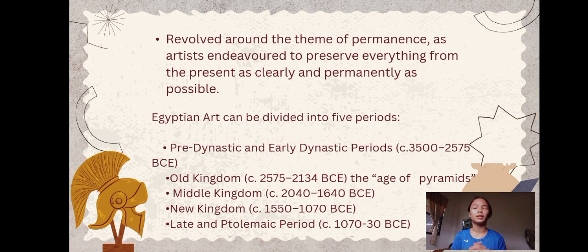Egyptian art can be divided into five periods, which are the pre-dynastic and early dynastic period, Old Kingdom, New Kingdom, Middle Kingdom, and the Late Kingdom.